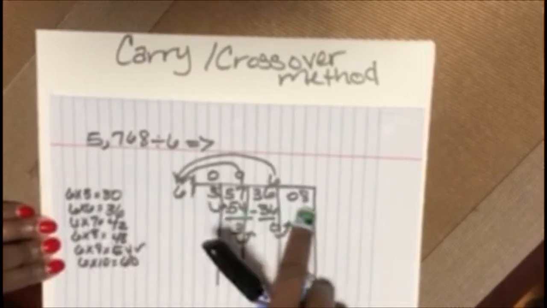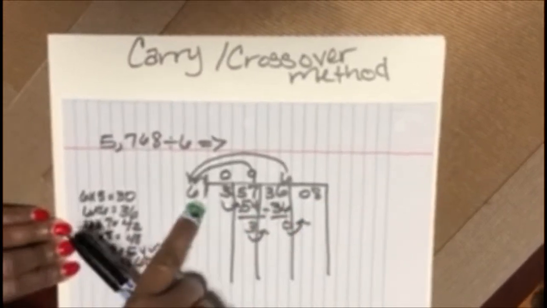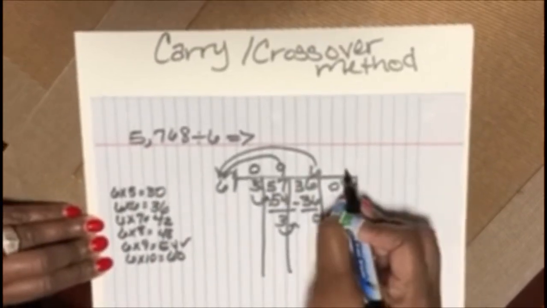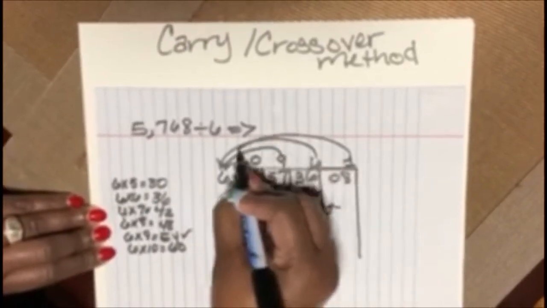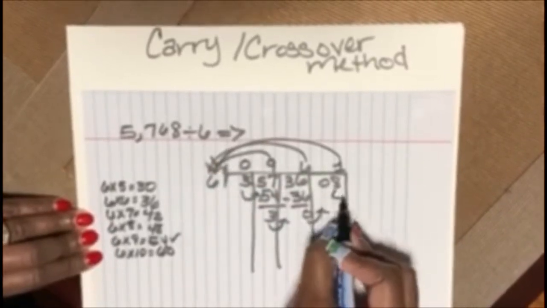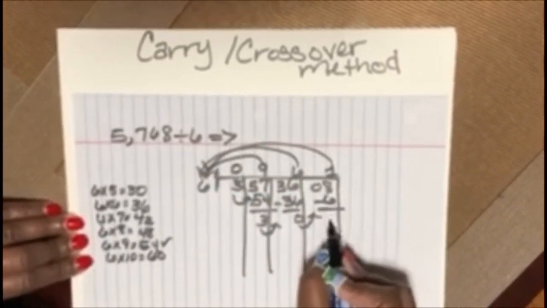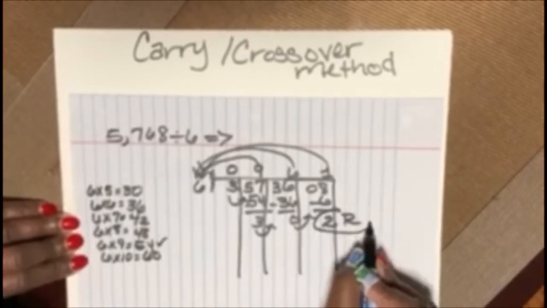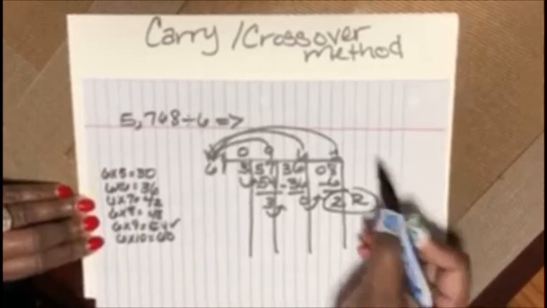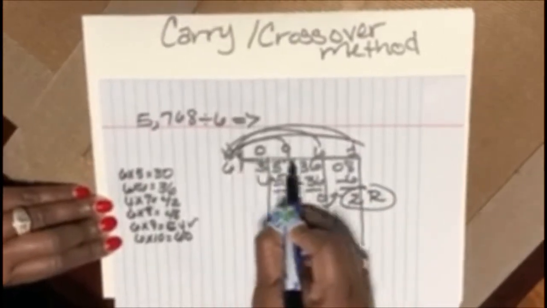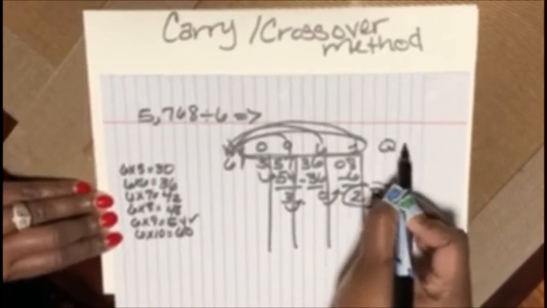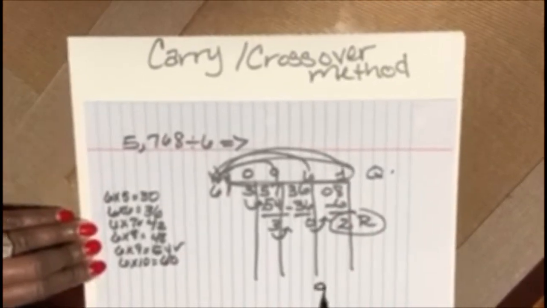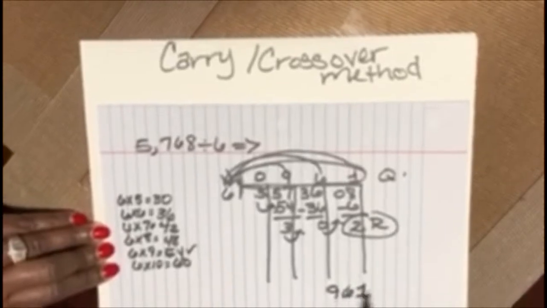So 6 will go into 8. How many times? Well, we all know 6 will go into 8 only one time. And that will give me 6 times 1. Subtract my 6 from 8. I have a remainder of the number 2, because 8 minus 6 is 2. And my quotient is 961. And remember, we're not finished until we check it.